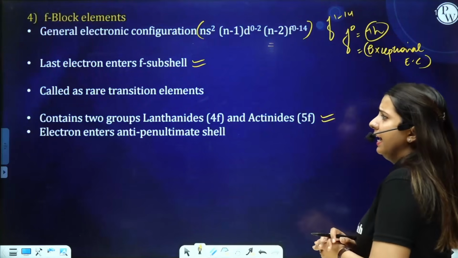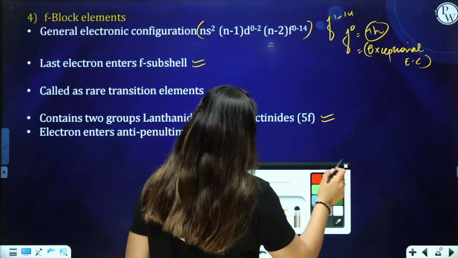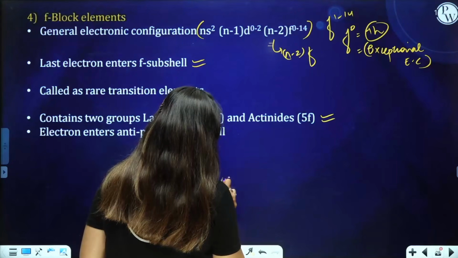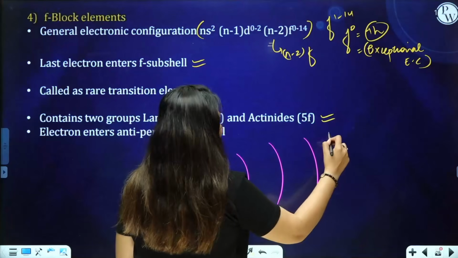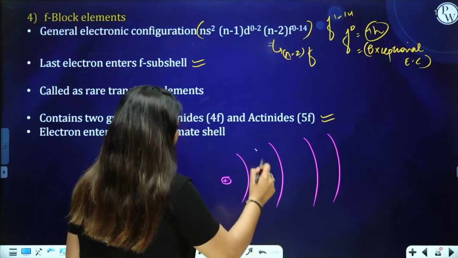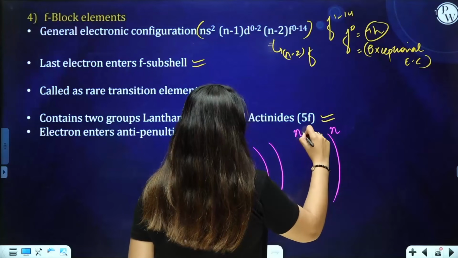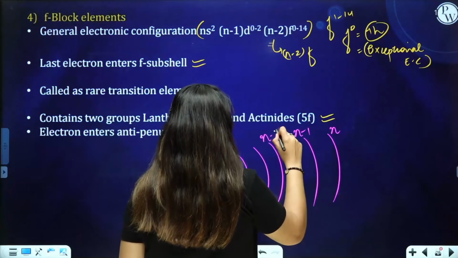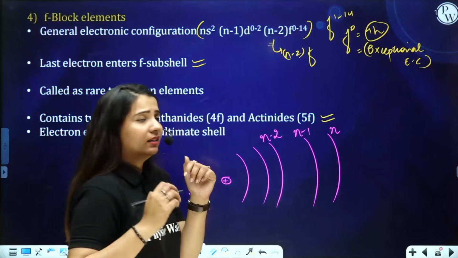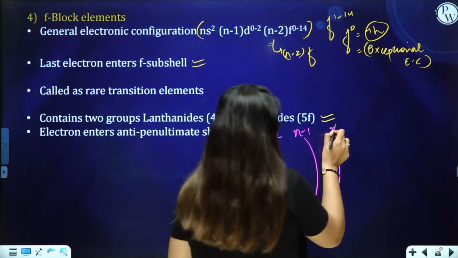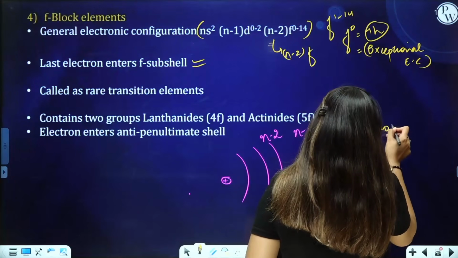They enter the anti-penultimate shell. Now what do you understand by this word anti-penultimate shell? If I have a nucleus over here, I have this shell, this shell, this shell, and many shells are present. I name them n, n minus 1, n minus 2, and so on. The shell present at the outermost position will be called the outermost shell.